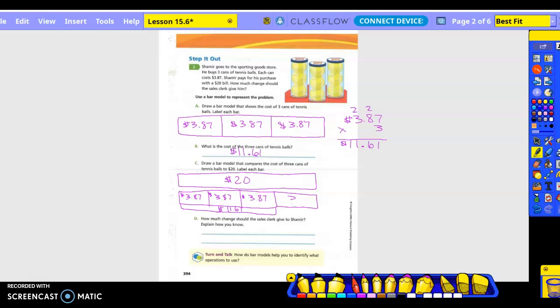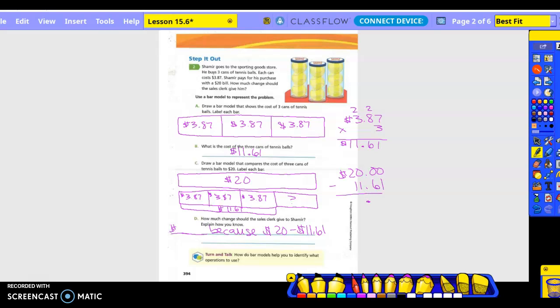Okay. So how much change did the sales clerk give Shamir? Explain how you know. So we're going to take basically what? Okay, so we're going to put a line there because $20 minus $11.61. Okay, so up here, we're going to put our $20 and we have to use 2 decimal places for the change, right? Minus $11.61 and use the decimal to keep everything in line.